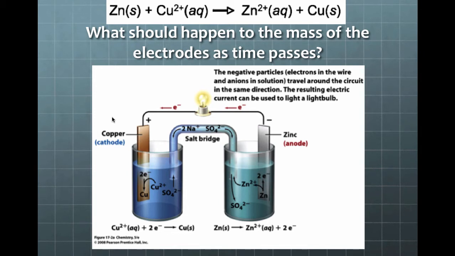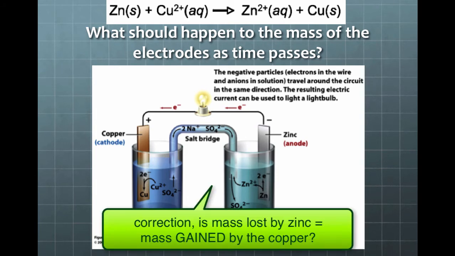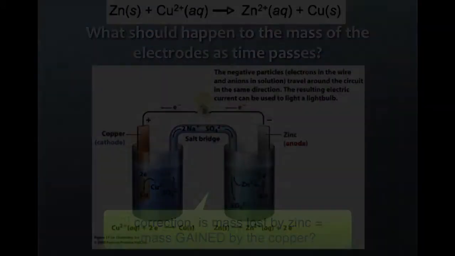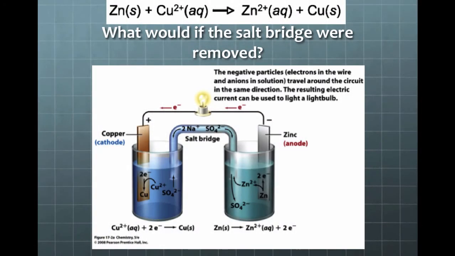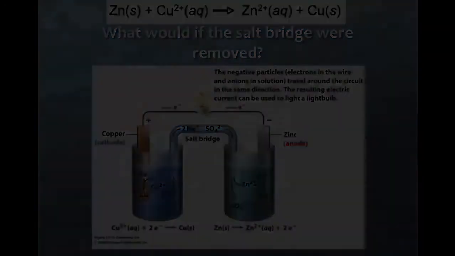You may ask yourself if the mass lost by the zinc is equal to the mass gained by the copper. Interesting question I won't answer right now. What if the salt bridge were removed? If the salt bridge were removed, the reaction stops immediately. Though the zinc still wants to donate electrons over to the copper ions, that buildup of charge would be too great and the reaction stops immediately. So without the salt bridge, the reaction stops.